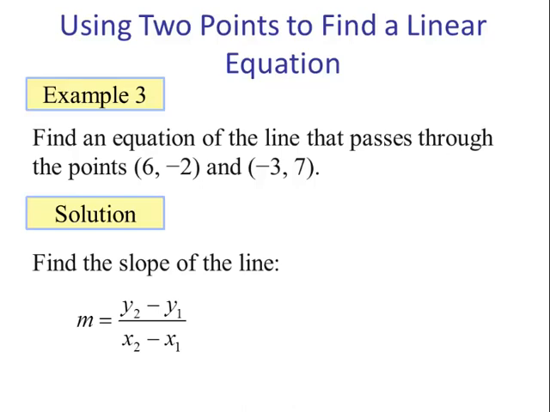Therefore, x sub 2 is negative 3 and x sub 1 is 6. Substituting these values into the slope formula, we have 7 minus negative 2 over negative 3 minus 6. 7 minus negative 2 is a positive 9. Negative 3 minus 6 is a negative 9. So we have a positive divided by a negative, which is a negative number, and 9 divided by 9 is 1. So the slope is negative 1.